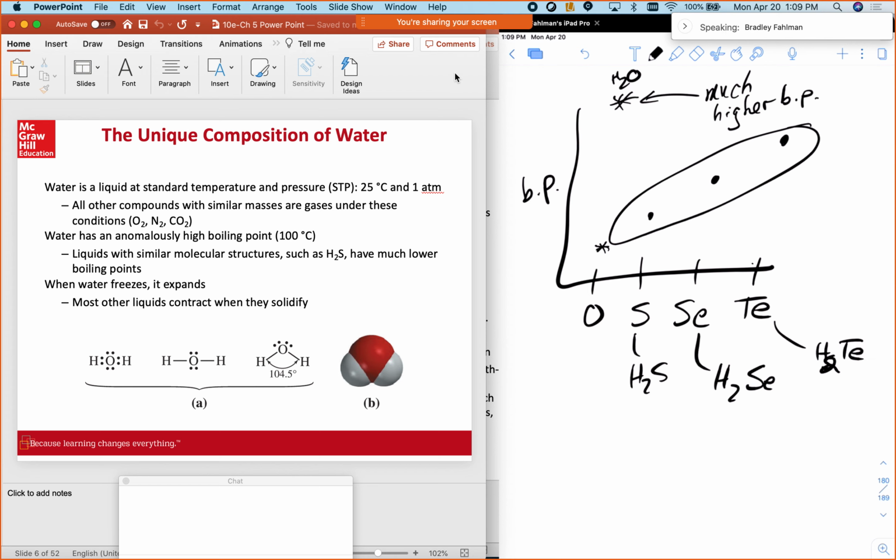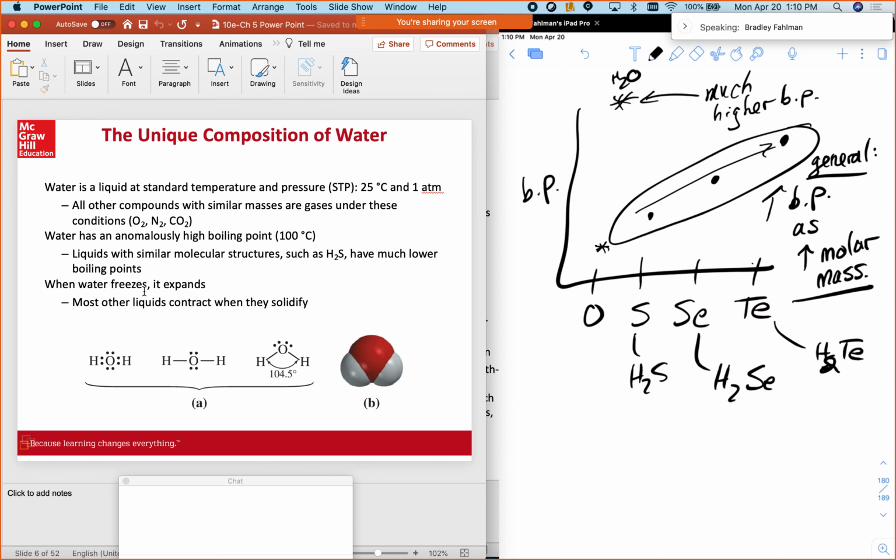Okay, and so we'll see later in this class or on Wednesday why the general trend is that you increase boiling point as you increase the molar mass. Okay, and so oxygen is this anomaly. Okay. And it all has to do with its intermolecular forces.